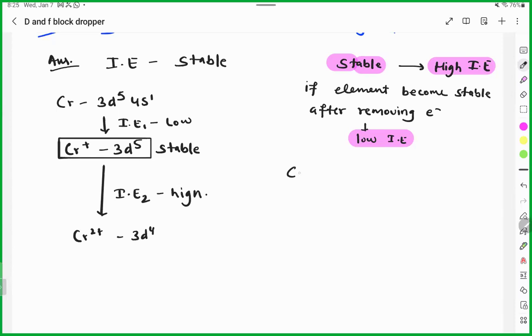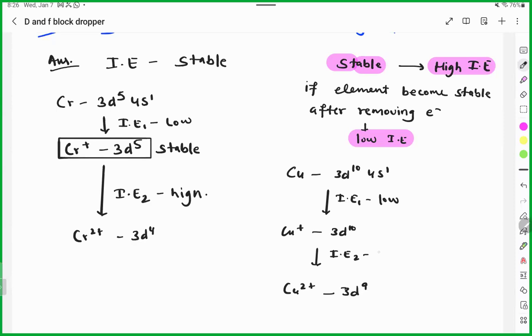Same thing in copper. Copper is 3d10, 4s1. If you remove one electron, copper 1 positive, then 3d10, it is stable. So first ionization enthalpy will be low. But you have fully filled orbital. Removal of electron in this fully filled orbital is extremely difficult. That's why second ionization enthalpy will be very high.